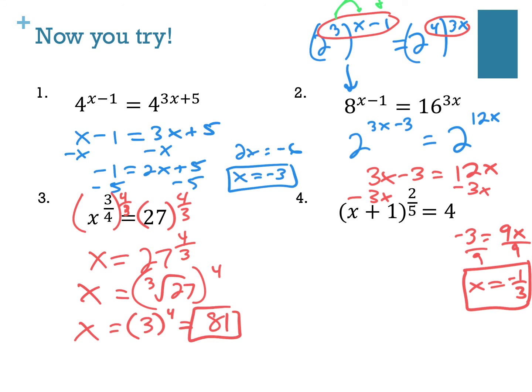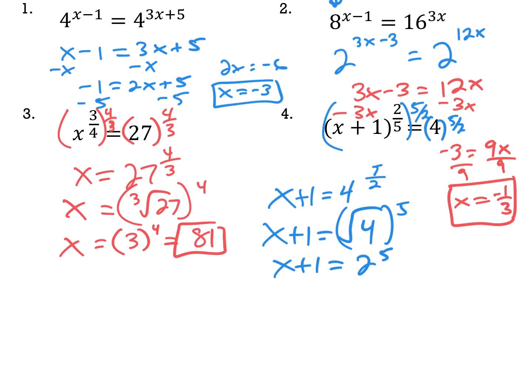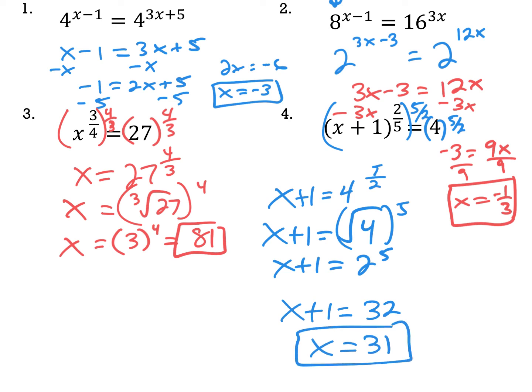In the next one, to get rid of that, I would raise it to the 5/2 power on both sides. So on the left-hand side, you're left with x plus 1. On the right-hand side, we still have 4 to the 5/2 power. Let's convert that 4 to the 5/2 power into radical form. If it's to the half power, that means it's a square root of 4 raised to the 5th. And the square root of 4 is 2. And 2 to the 5th ends up being 32. So if I subtract 1, I get 31 as my final answer.